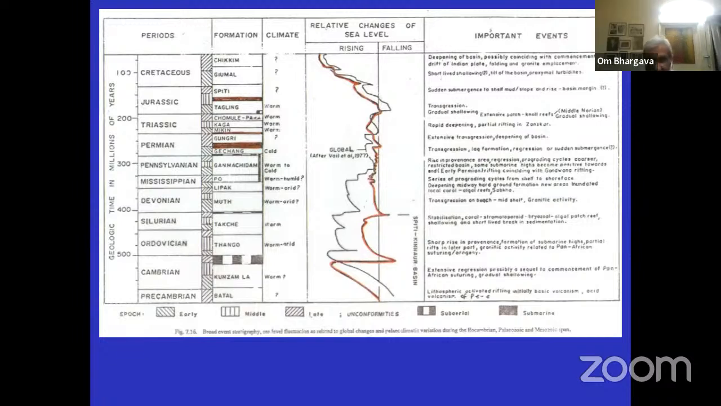And that's why when we say that sequence stratigraphy is used for global correlation, sequence and event stratigraphy are very important, which have been almost ignored in our country so far. Only very gradually we are starting, but we are too late.